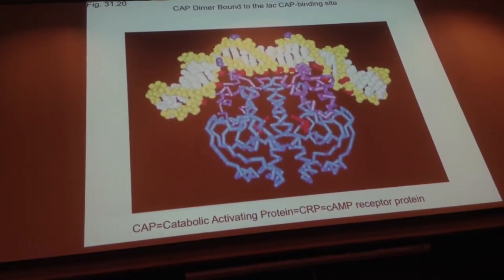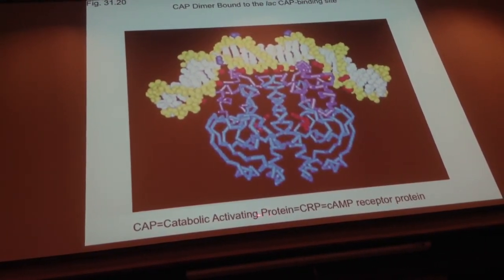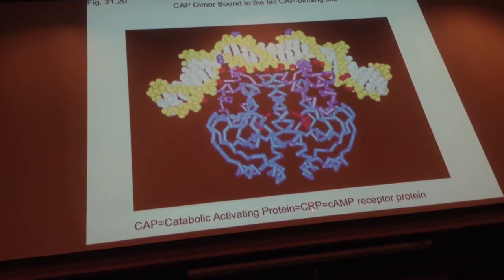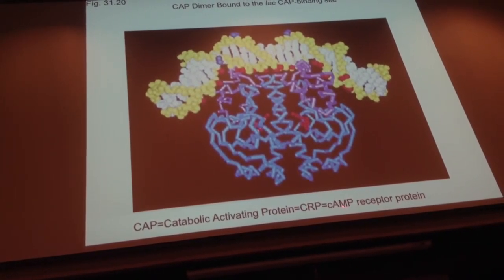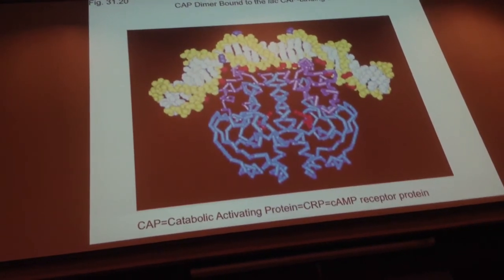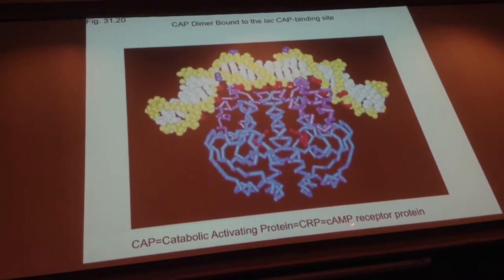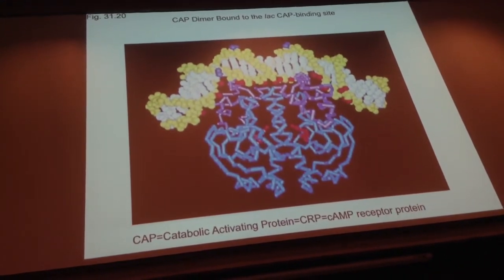So this is just to show you the CAP binding protein, right? It's called the catabolite activating protein. Sometimes it's called the CRP, which is the cyclic AMP receptor protein, because the CAP protein binds cyclic AMP, so it's called the cyclic AMP receptor protein. When it binds cyclic AMP, then it becomes activated.